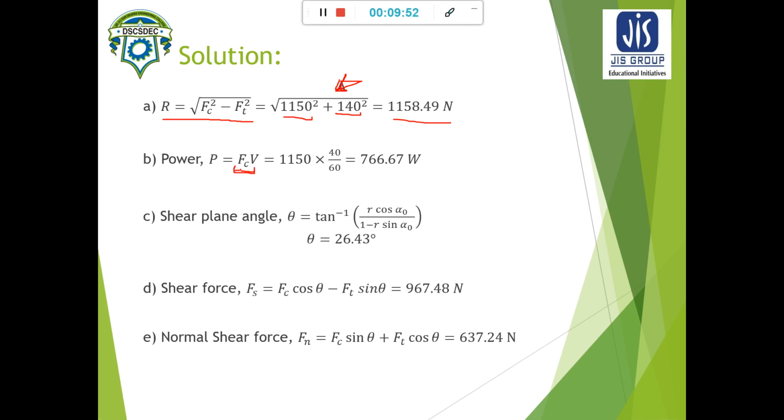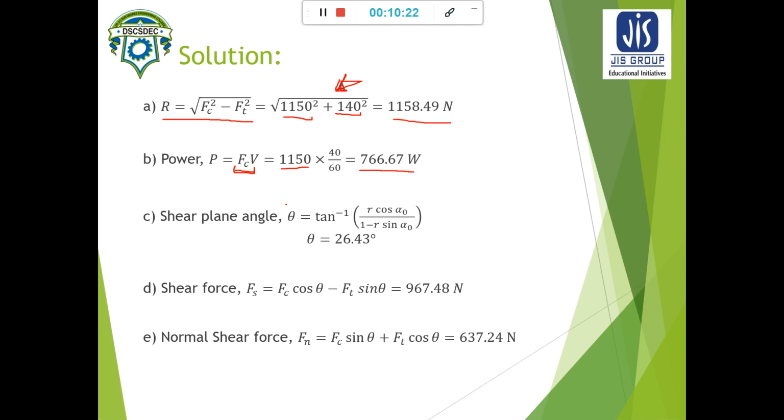Now power P is equal to Fc into v, where v is our cutting velocity and Fc is the cutting force. So cutting force is 1150, and power will be per second. So velocity is given as 40 per minute. So it should be written in meter per second format, so 40 by 60 is written. So if we calculate, then we can find that power is equal to 766.67 watt.